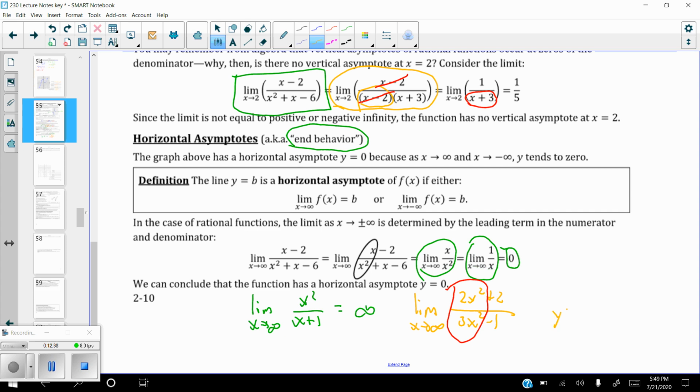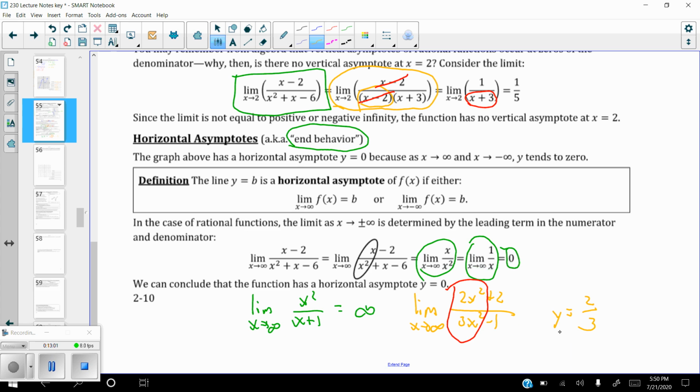2/3. And all you have to do, if they are the same power, is you look at the leading coefficients of the numerator and denominator and divide them. That becomes your horizontal asymptote. So ultimately what that's saying is that this graph would approach y equals 2/3 as x goes off to positive and negative infinity. Okay, so that part I did add into there. That's not in the notes.